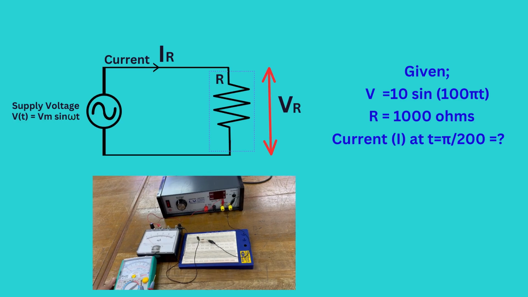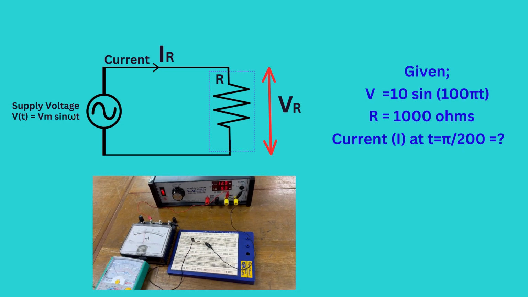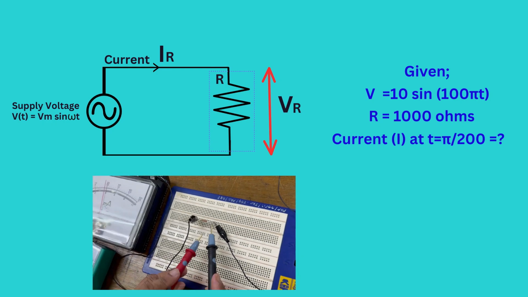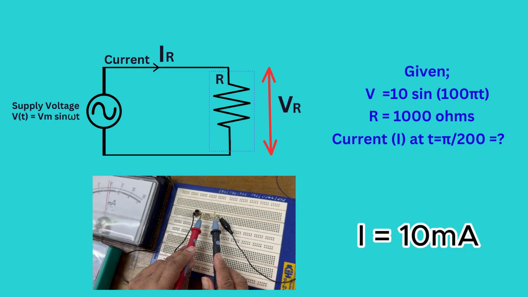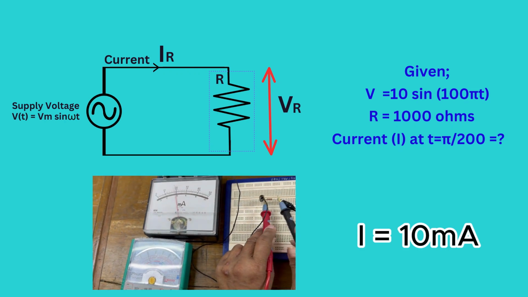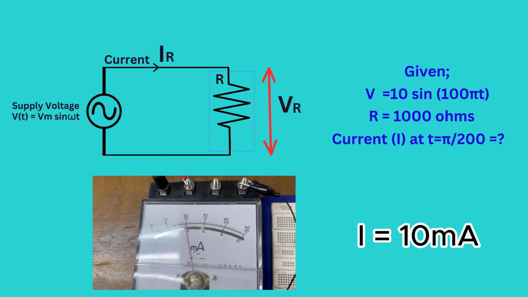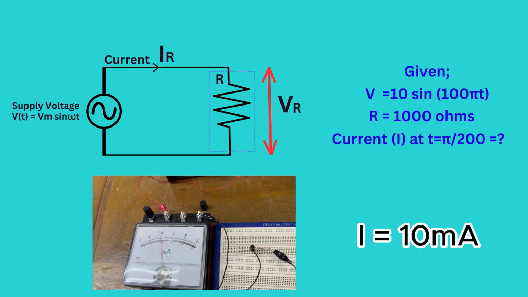And there you have it. You have successfully measured current in an AC circuit using a power supply, a resistor, an ammeter, and a multimeter. Remember to always double check your connections and stay safe when working with electronics.